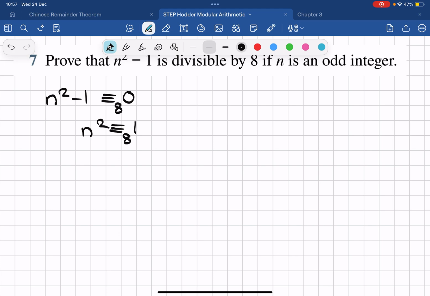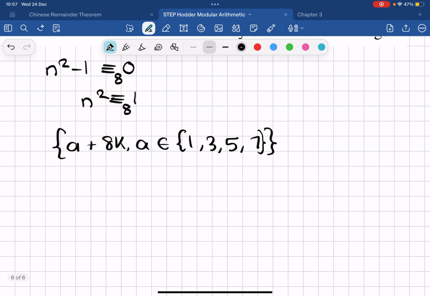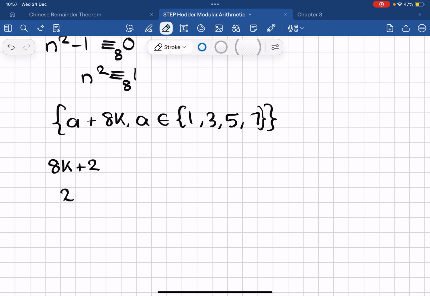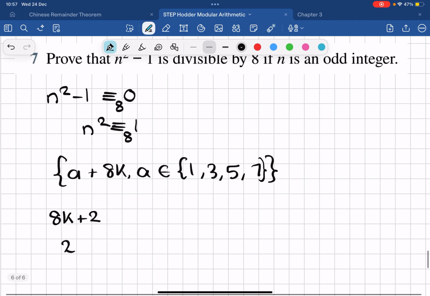So we have to consider our residue class. The way we write this is a plus 8k, where a is an element of 1, 3, 5, and 7. Well, we need to know not to consider the numbers 2, 4, 6, and 8, because if we did have 8k, let's say plus 2, mod 8 we'll get 2, which is of course an even number, and this just doesn't work for this question.